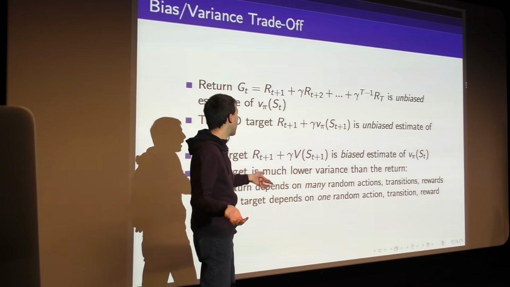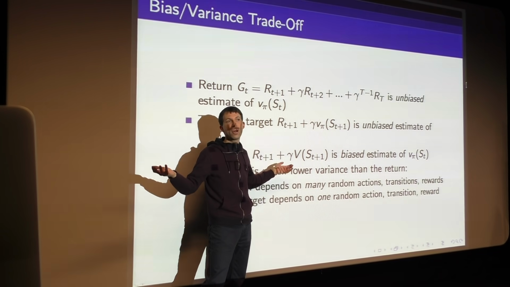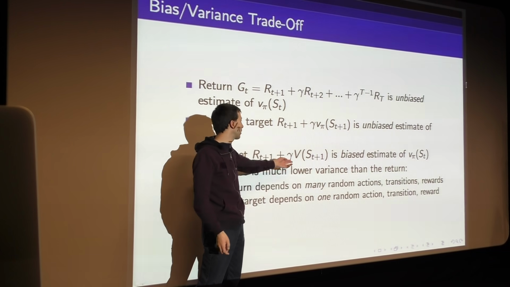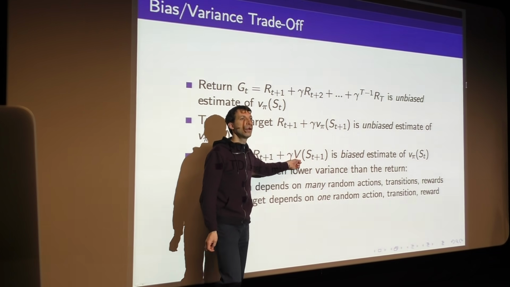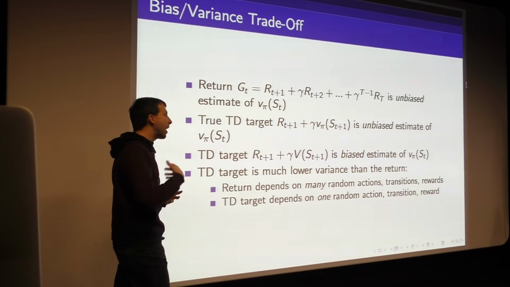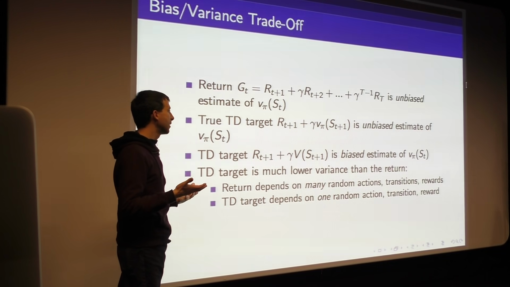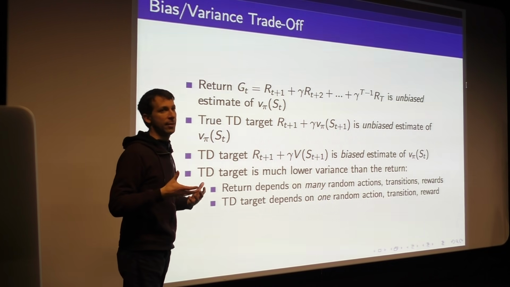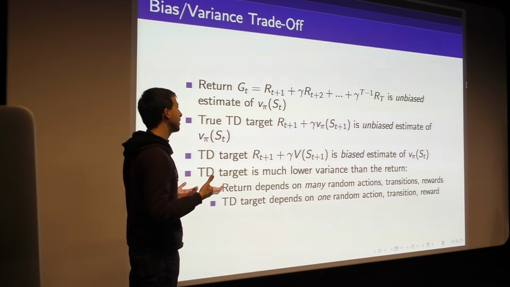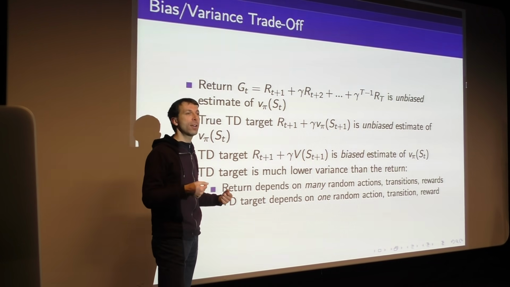So now we've introduced bias. This estimate could be anything. I could be wildly wrong. I could initialize with some crazy value for this thing. So we introduce bias into our estimate, into our target, but we reduce the variance. So the TD target is biased, but it's much lower variance than the return.